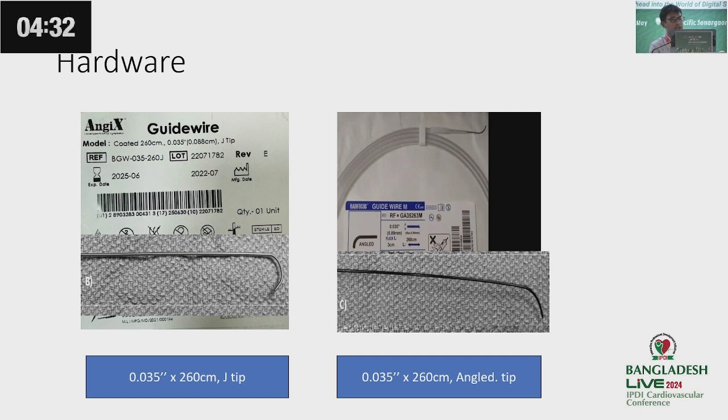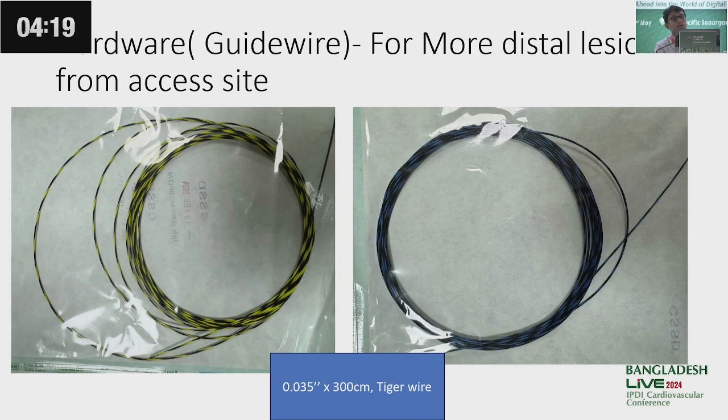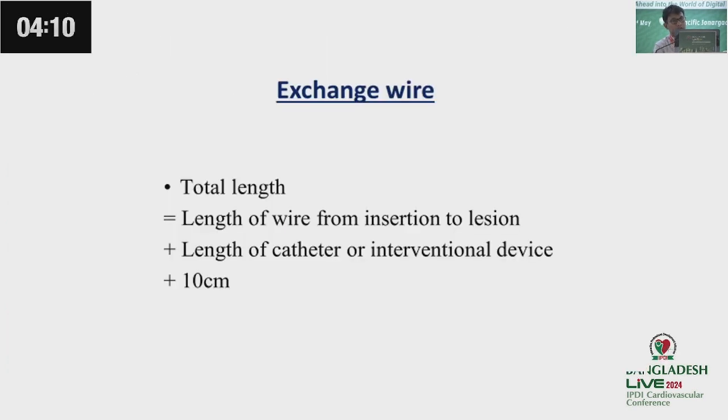These are the guide wires. Guide wire size 035 into 260, J-tipped and angle tipped. For better support, we use Nitrex and Roadrunner. For more distal lesions from the access sites, we use Tiger wire 035 into 300 centimeters. Measurement of exchange wire length: total length of the wire from the insertion to the lesions plus length of the catheter or interventional device plus 10 centimeters.